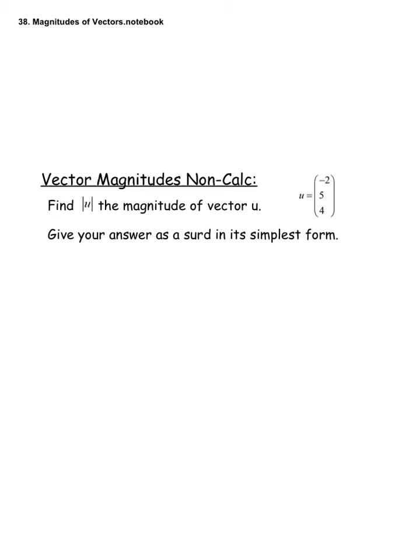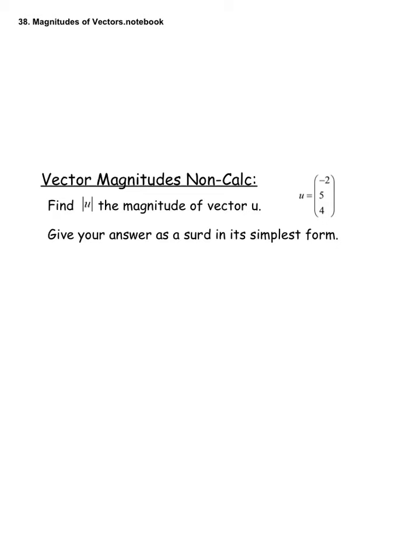To find the magnitude of a vector, you need to take each separate component of the vector, in this case -2, 5 and 4, square each of them, and then take the square root of the resultant number. This is a non-calculator question. It asks you to give your answer as a surd in its simplest form, so we're going to try that now.